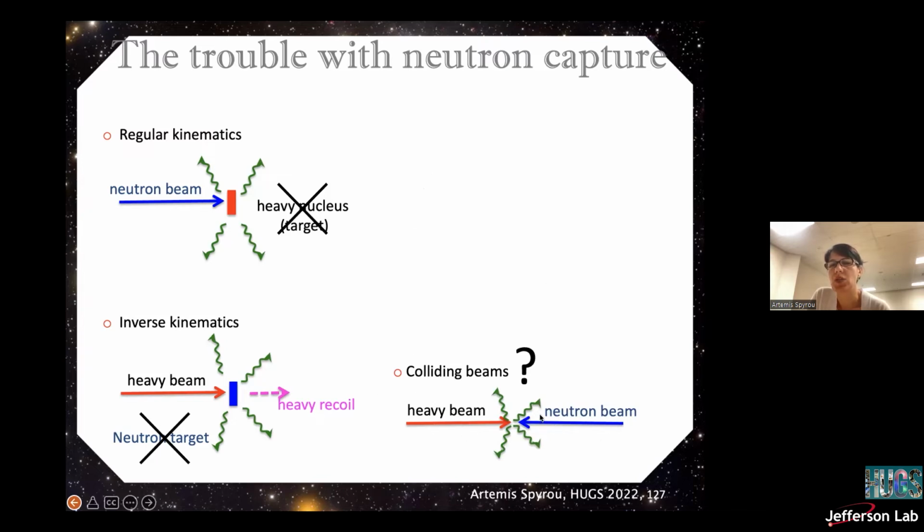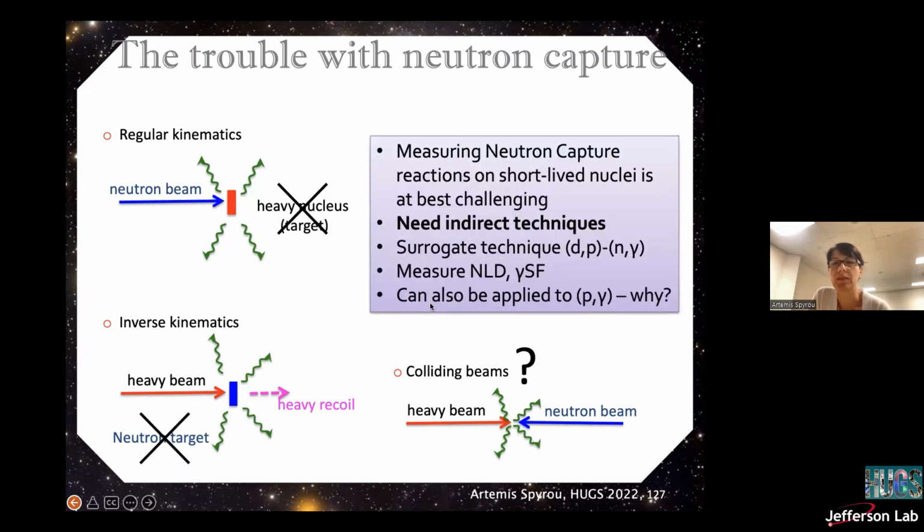I mentioned there's some cool ideas for how to do this in the future. One idea is to do 2 beams hitting each other, but again, the yield is not high enough. There's an idea to get the heavy beam in a storage ring, so we amplify its intensity. That would also be cool. So there's a lot of ideas, but nothing set in stone yet. So we need to wait another decade or so before we can get anything reasonable out of this. So we're stuck with these indirect techniques.